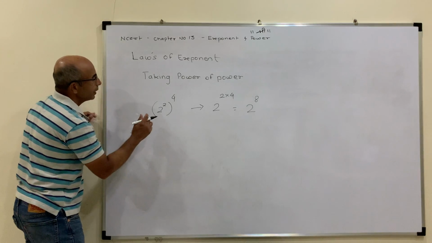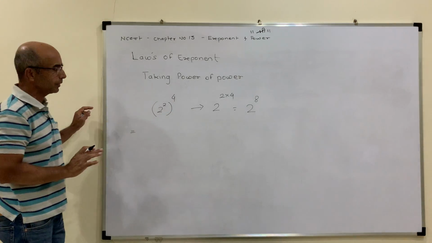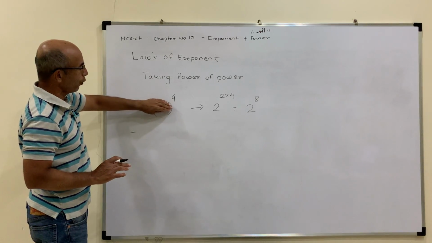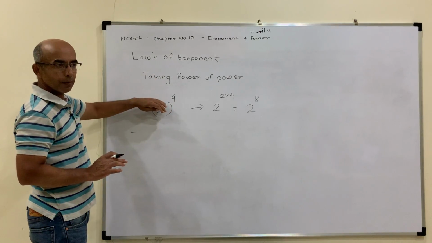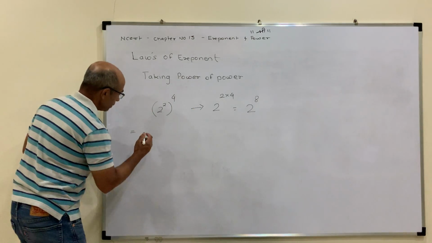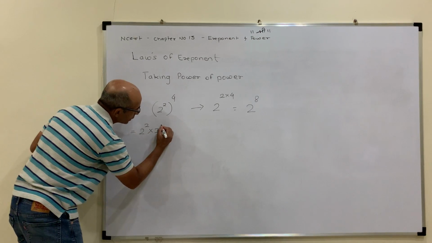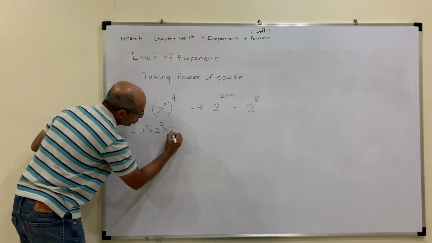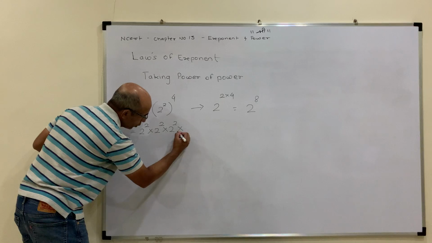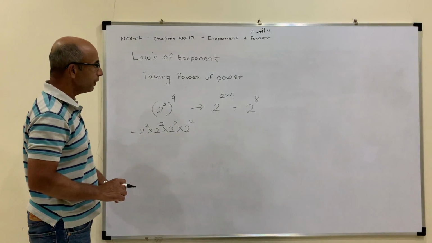Now let's solve. For this power 4, 2 square is my base. So when I say power 4, that means the number which is the base is multiplied by itself 4 times. So now 2 raised to 2 into 2 raised to 2 into 2 raised to 2 into 2 raised to 2. Now we'll simplify it further.